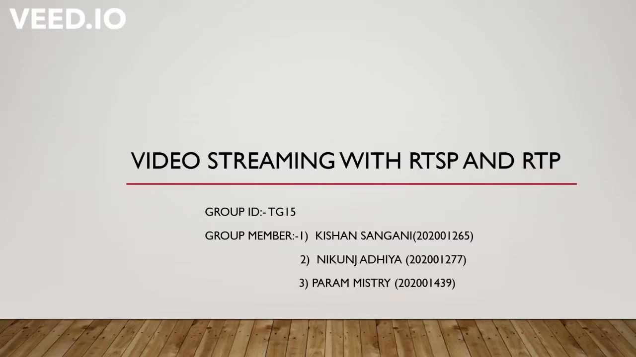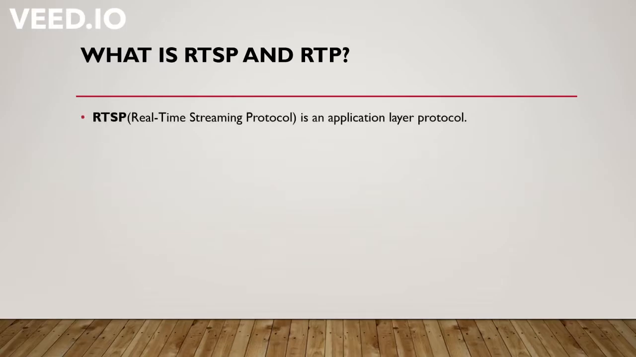Hello everyone. We will see video streaming through RTSP and RTP. RTSP is an application layer protocol which is basically like a remote control, whereas RTP is a transport layer protocol through which actual data will be transferred.